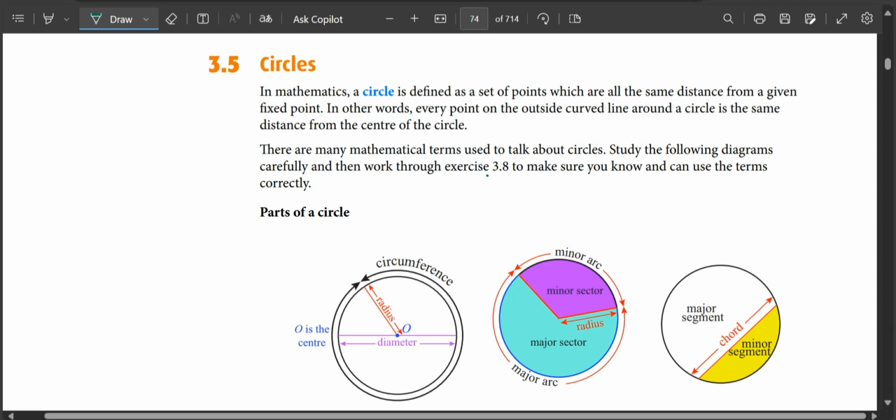Assalamu alaikum. In this lecture, we are going to start with 3.5, which is circles, and we are using the Cambridge IGCSE Mathematics course book, second edition.